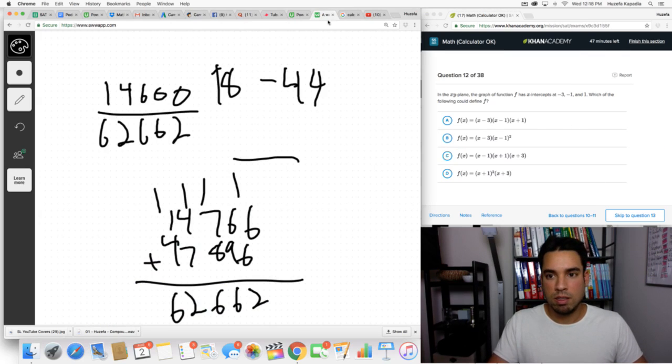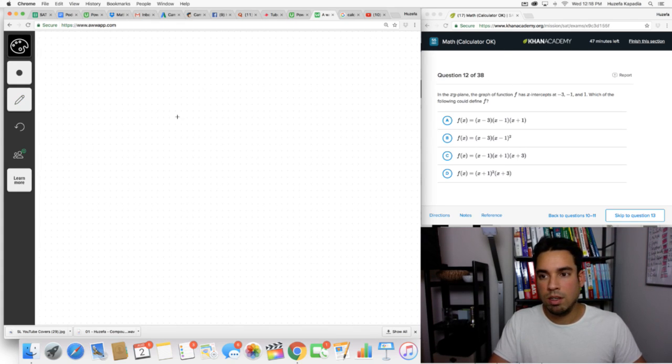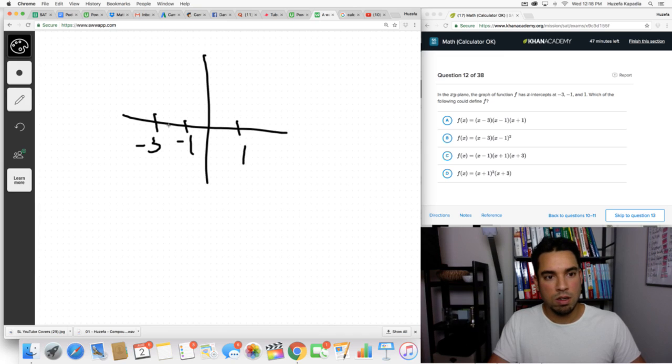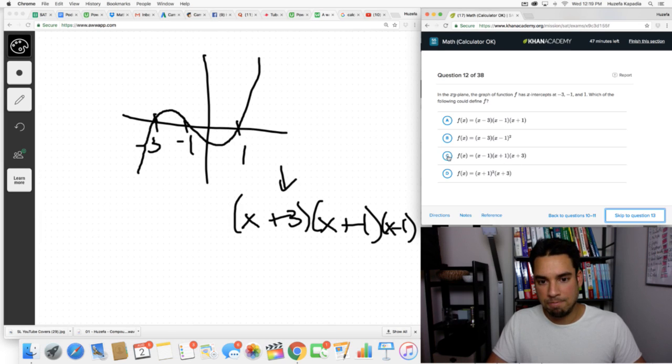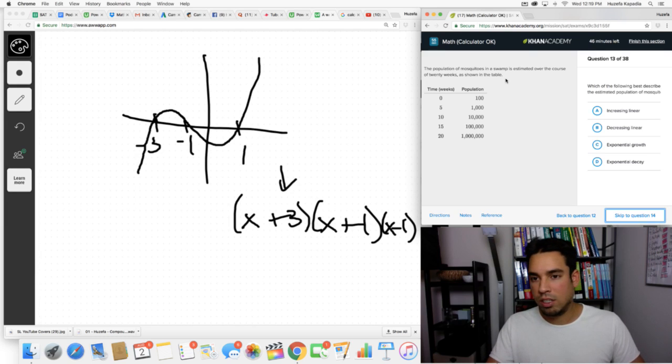In the xy plane, let's go back to this. The graph of function f has intercepts at -3, -1, and 1. What that means is we got -3 here, -1, and 1. So it's going to go something like that. I'm just totally guessing. Which of the following could define f? Oh, so these are the x-intercepts. So that means it's got to be x plus 3, right? x minus -3 times x minus -1 times x minus 1. This is how you basically put in all the roots, okay? So x plus, nope. x minus, nope. x plus 3, x minus 1, x plus 1. It's C.